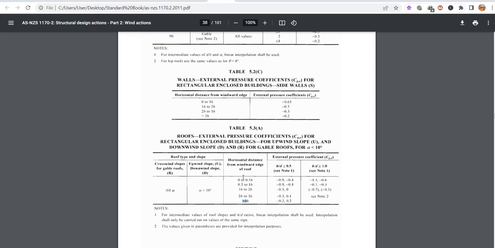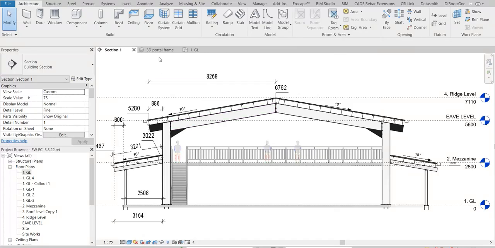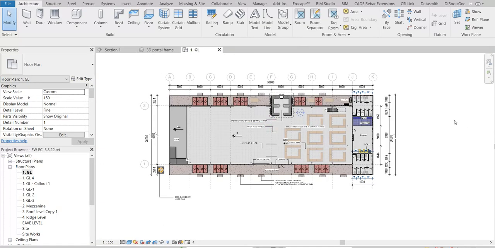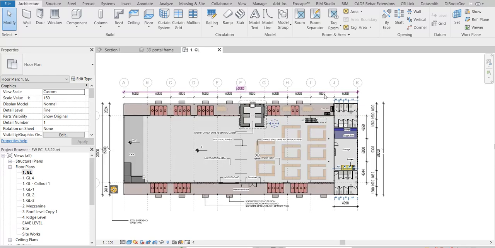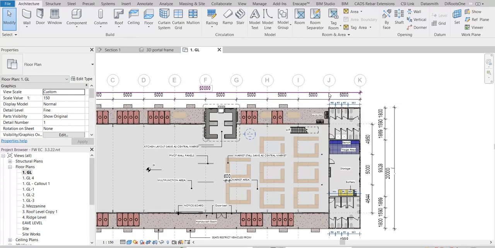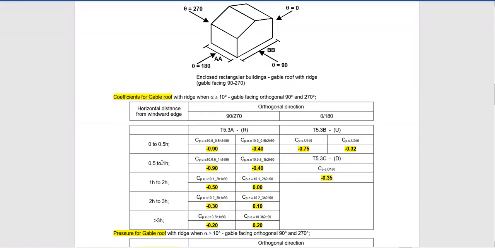What it means is, when the wind comes, for example, let me go to my building plan here. Let me assume that the windward is this side, on my right side. So for the roof external pressure, 0 to 0.5h means the distance from here to here, and then 0.5 to 1h, then 1h to 2h.